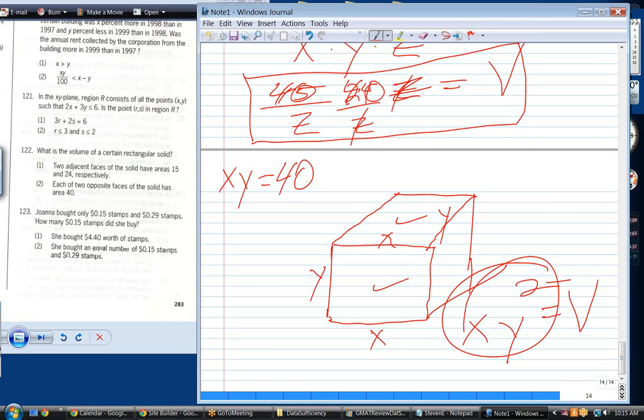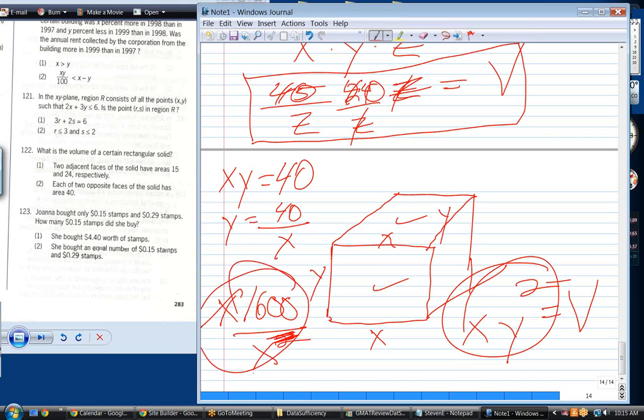If x times y is equal to 40, then y is equal to 40 over x, and our volume would be y squared. Our volume would be x times this squared. We still have an x left in the denominator. We can't tell what the volume is. So with 2 alone, we can't tell what the volume is.